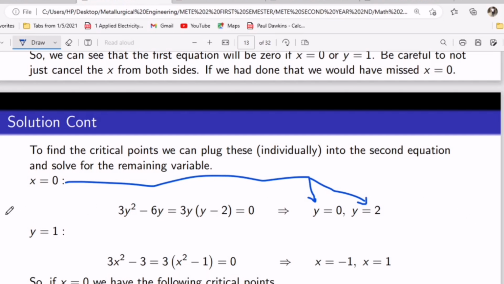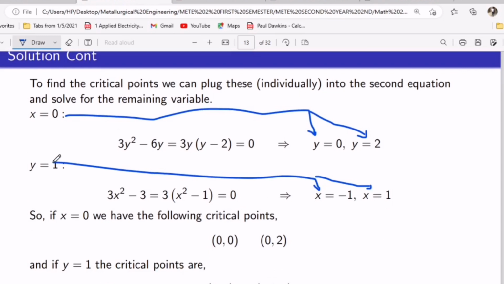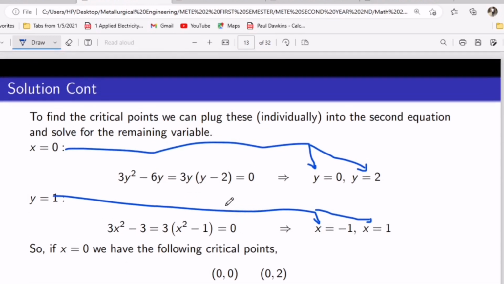And where y is equal to 1, you're going to put 1 inside. You're going to get x values to be 2. So in this case, we have x is equal to this, and also x is equal to that. So we also have how many critical points here? 2. So at the end, you're going to get (0, 0), (0, 2). And for y is equal to 1, you're going to get (negative 1, 1) and what? (1, 1). Please, let me come again.